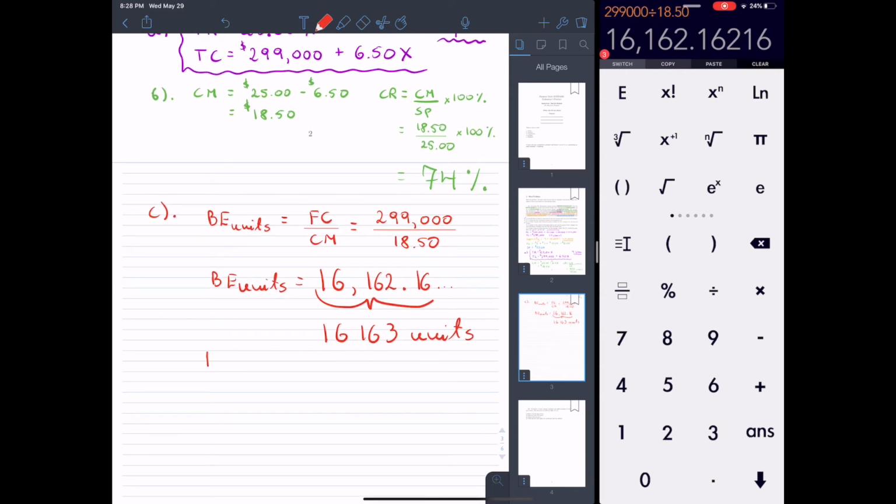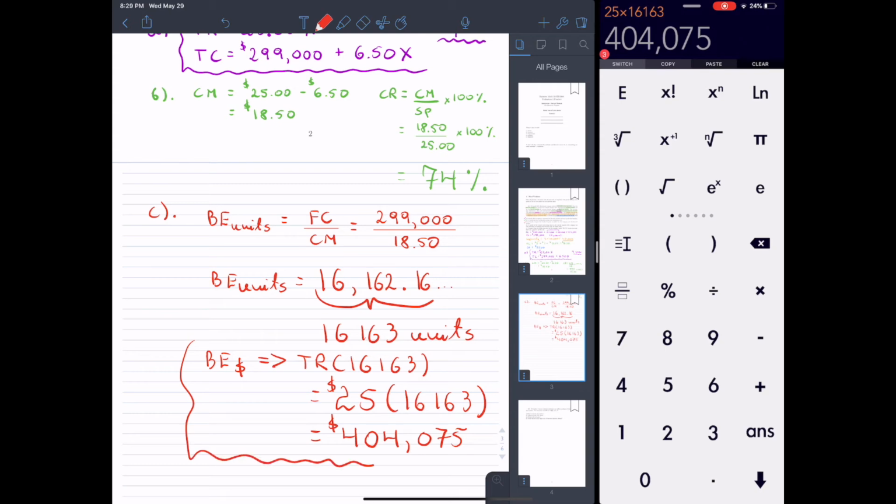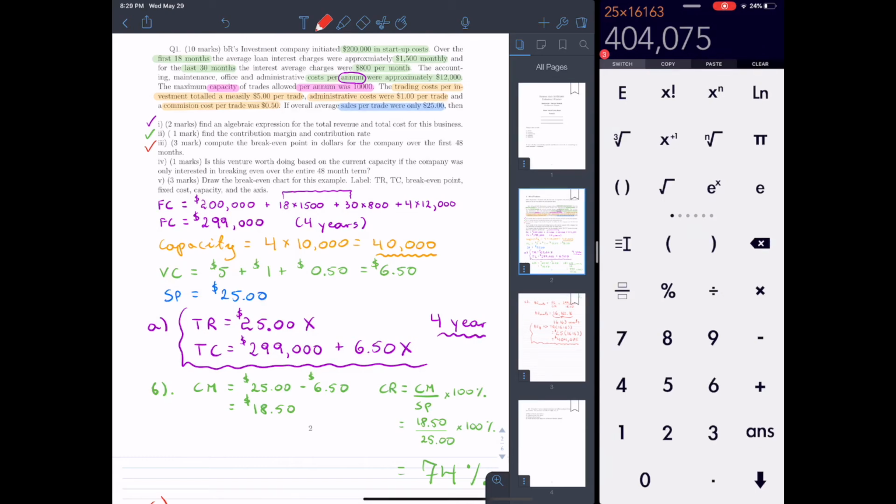And to obtain it in dollars, I can take the total revenue and that amount. So it was $25 times X. So it's quite a substantial amount that we see here. And that would be our answer that we have. So that's for part 3. So break-even point in dollars.